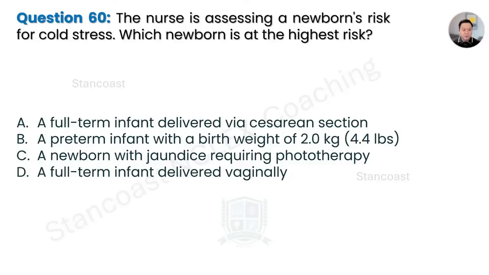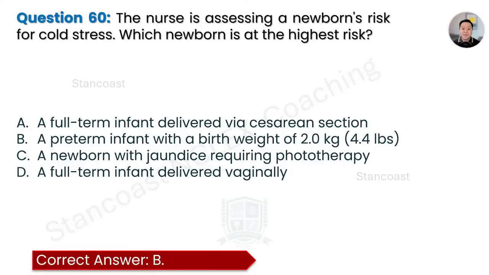60. The nurse is assessing a newborn's risk for cold stress. Which newborn is at the highest risk? A, a full-term infant delivered via cesarean section. B, a preterm infant with a birth weight of 2.0 kilograms. And C, a newborn with jaundice requiring phototherapy. And D, a full-term infant delivered vaginally. The answer is letter B.